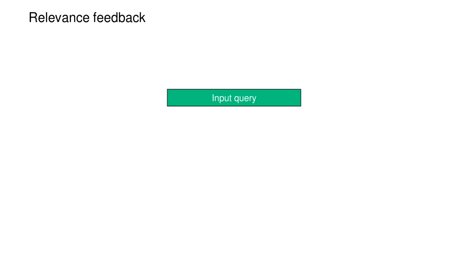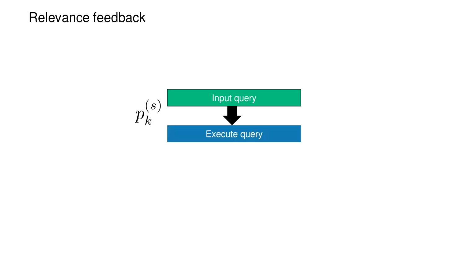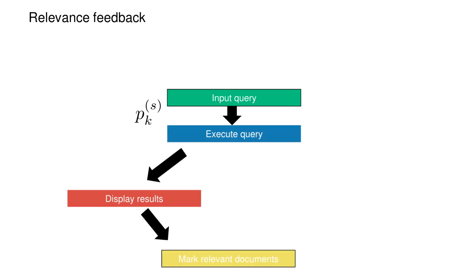And so the way that it works is that a user inputs a query in the system, and then the query is executed, and then we use some values. At the beginning, you might put 1/2 if you want, to just bootstrap the system. But at step S, more generally, we are going to call them PK. And we display the results to the user. We show the results to the user.